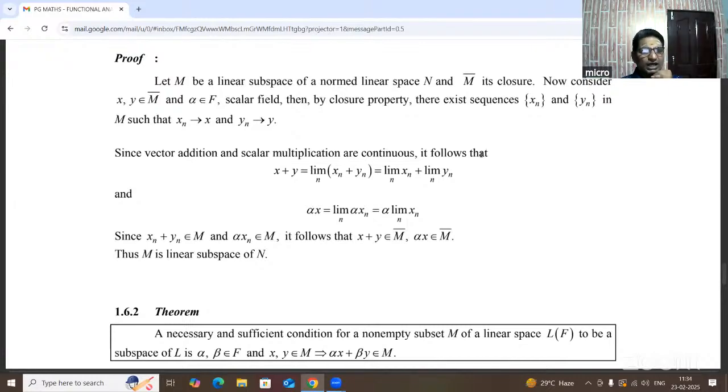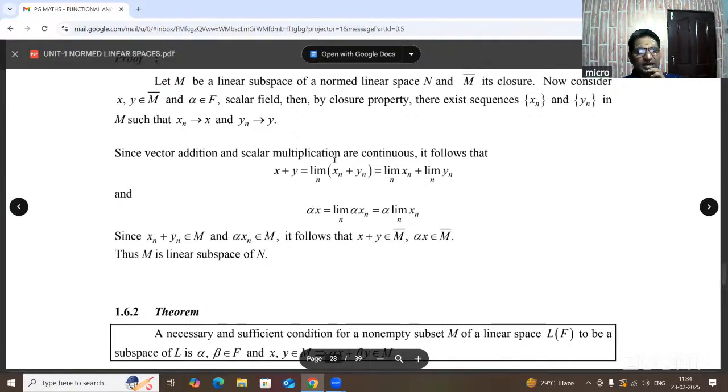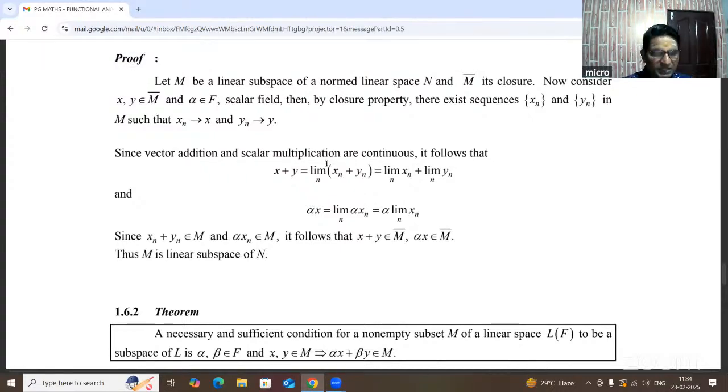Okay. Now, vector addition and scalar multiplication are continuous. Already we have explained this in the above part. xn plus yn can also be written as the limit of xn plus yn.